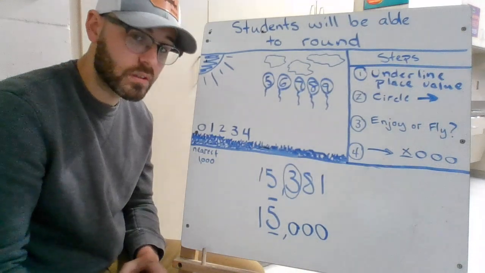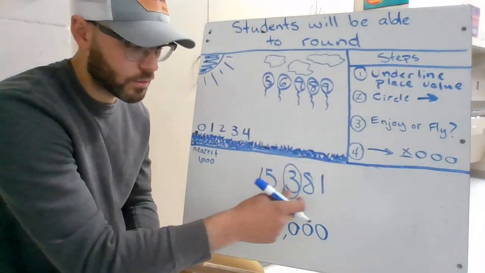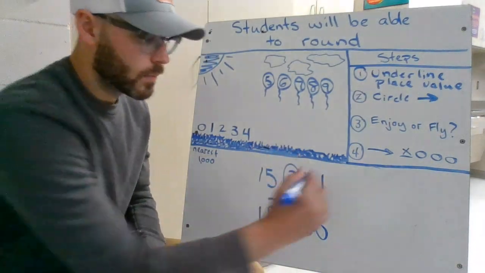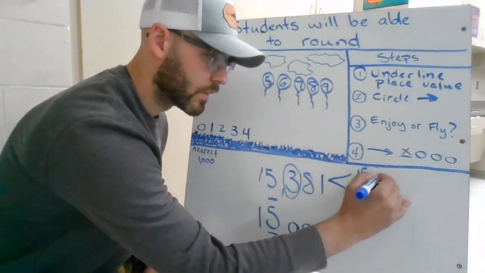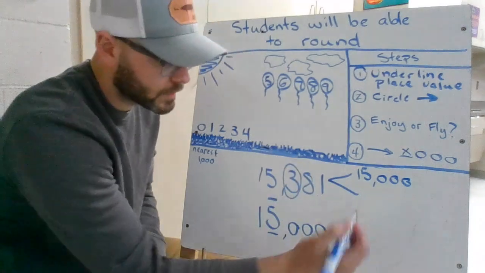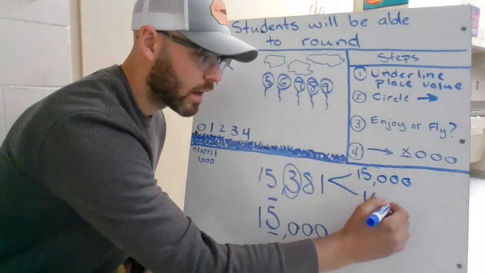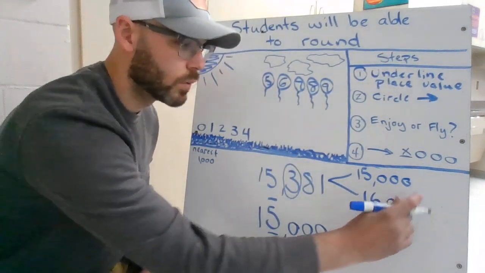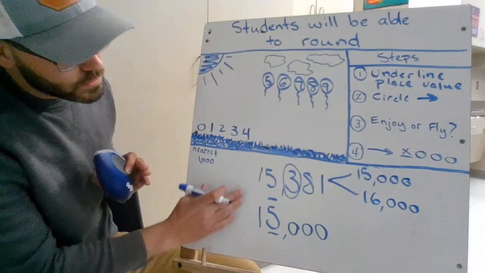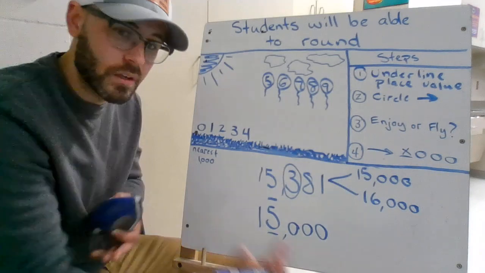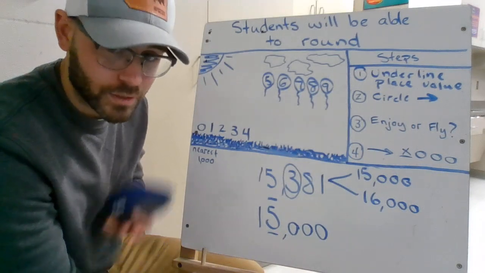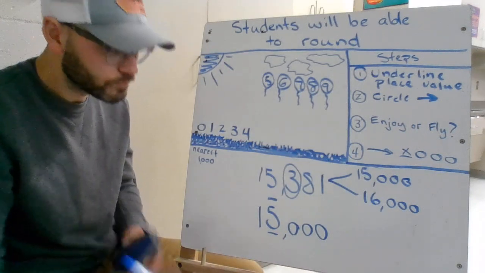15,000 is the closest thousand to 15,381. If you think about the options again, I could have either gone to 15,000 or it would have bumped up to 16,000. Would have been the 1,000 that's above. So the 3 told me that it was closer to 15,000 than it was to 16,000. That's a quicker way of kind of thinking about that.